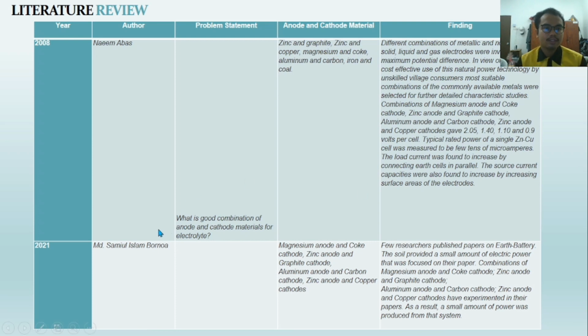Next author is Mohamad Samiul Islam Borneo. For anode and cathode material, he used magnesium anode and coke cathode, zinc anode and graphite cathode, aluminium anode and carbon cathode, zinc anode and copper cathode. What I find is he found the soil provides a small amount of electric power, which was the focus of their paper. The combinations of magnesium and coke, zinc and graphite, aluminium and carbon, and zinc and copper were experimented in their paper. As a result, a small amount of power was produced from that system.